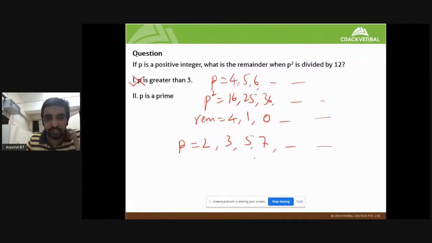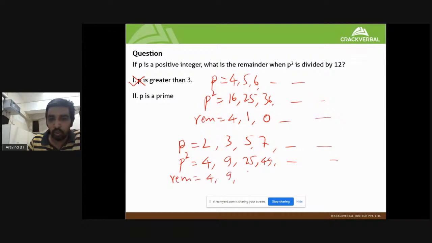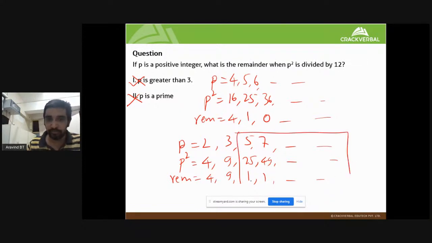So you see how the number list technique actually works very well here, right? P square is 4, 9, 25, 49, and so on. So what are the remainders? The remainders are 4, 9, 1, 1, and so on. We don't have a unique remainder, so the second statement alone is also insufficient. But has the second statement alone given us a clue? It has. It has told us that after a certain point, the remainders turn out to be 1 always. So when we combine both the statements, the remainders turn out to be 1.